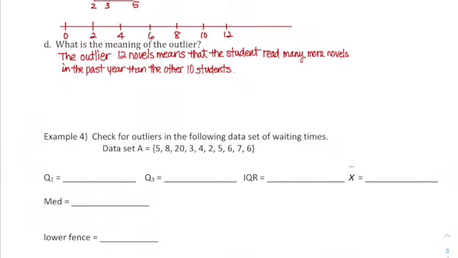Okay, so now example 4. Check for outliers in the following data set of waiting times, data set A. I would like you to give it a try one more time and see if you can figure it out. Pause it and then I'll show you the answer after you start the video again.